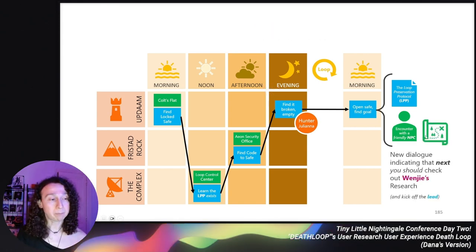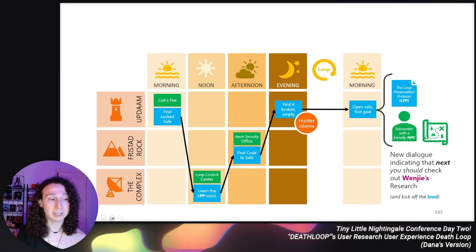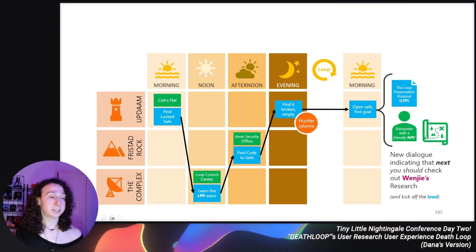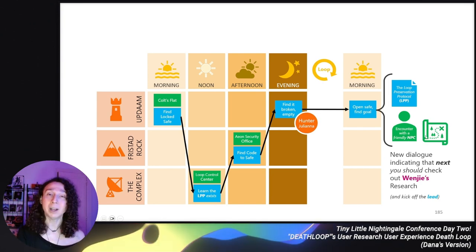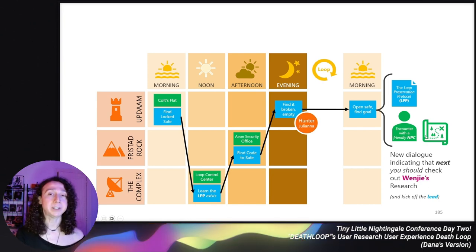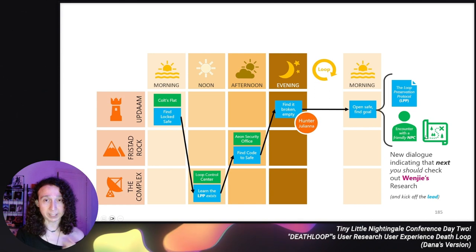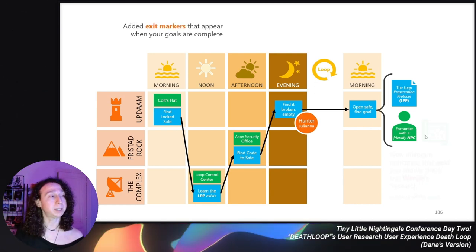We're going to update the dialogue with that friendly NPC to make the next step that they suggest be to go check out Wenji's research. So then that's how we kick off the lead for infusion.